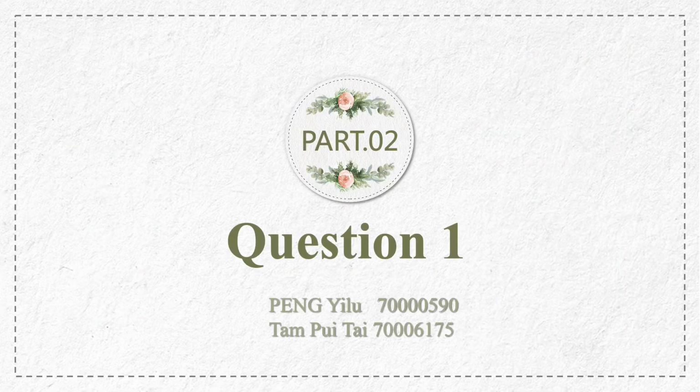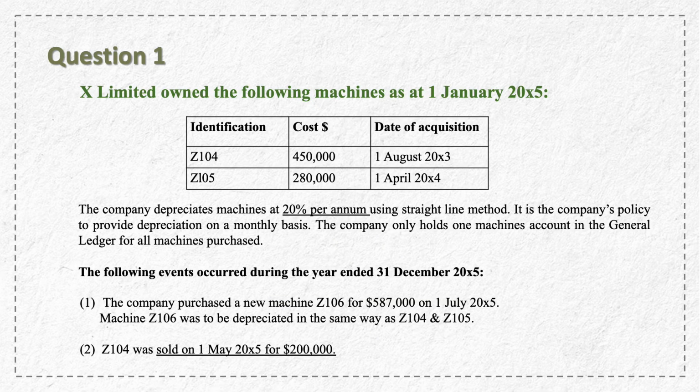Hello everyone, my name is Peng Yilu. Then Betty and I are going to talk about question 1. X Limited owned the following machines as at 1st January 20X5. The first machine is Z104. It cost 450,000 on 1st August 20X3.